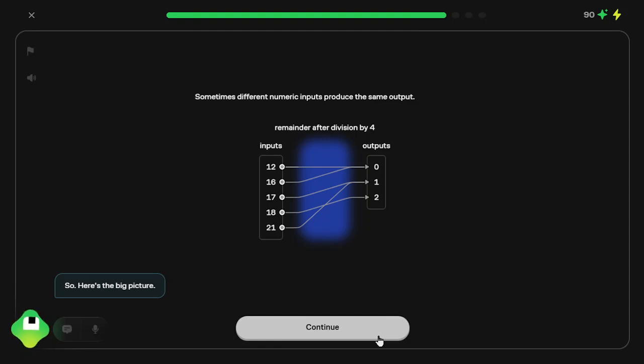So here's the big picture. Sometimes different numeric inputs produce the same output. Do you see how that works? Yep.